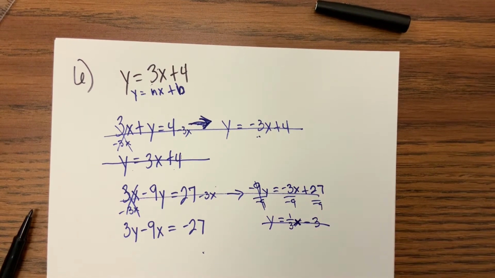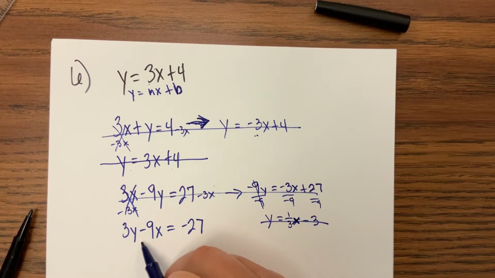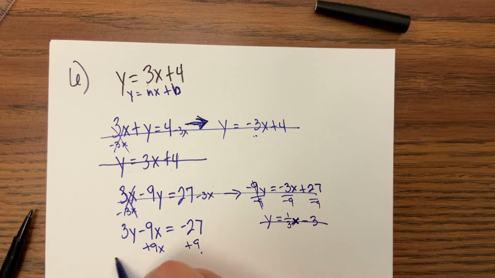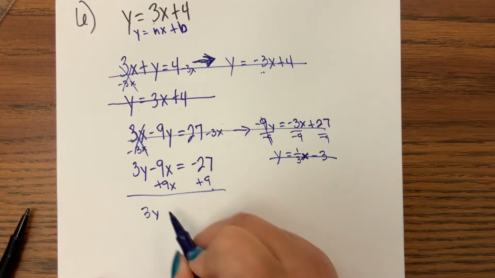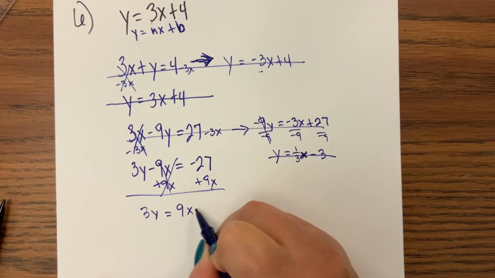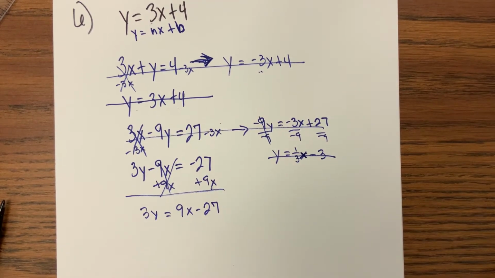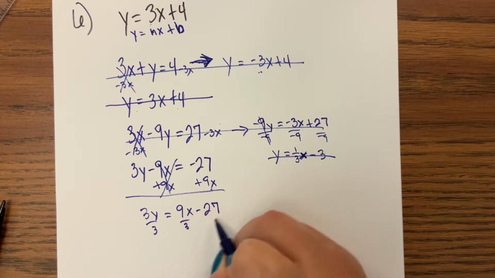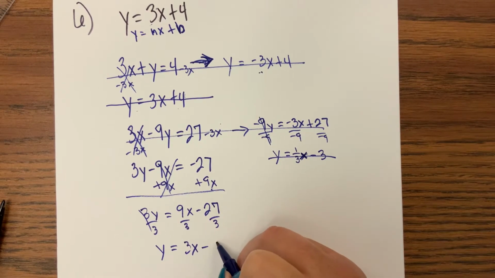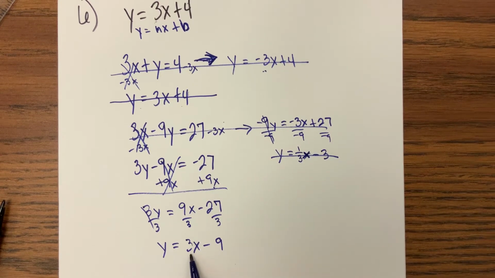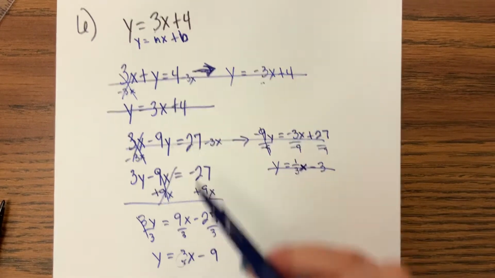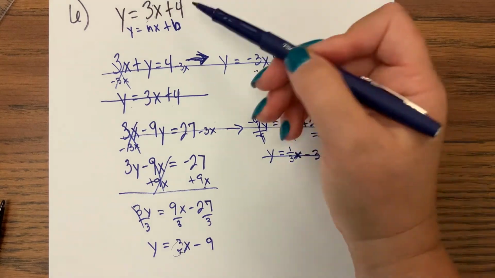Now, process of elimination says it's this one, but we're going to go ahead and solve it just to practice. So I'm going to add my 9x. So I get 3y equals, those are gone, 9x minus 27, and then now I divide by 3. So I'm left with y equals 3x minus 9. And look, I've got what I need. I have a slope of 3, which is the same as my original, and I have a different y-intercept of negative 9, and this one was 4.